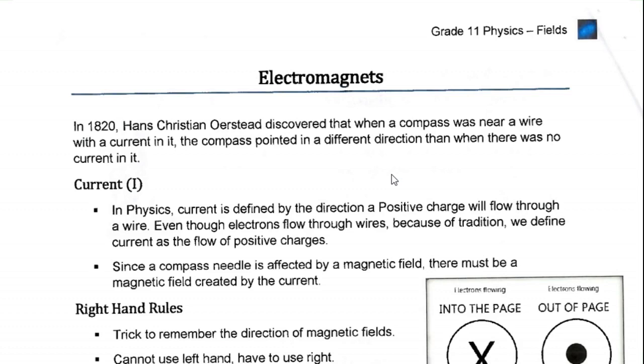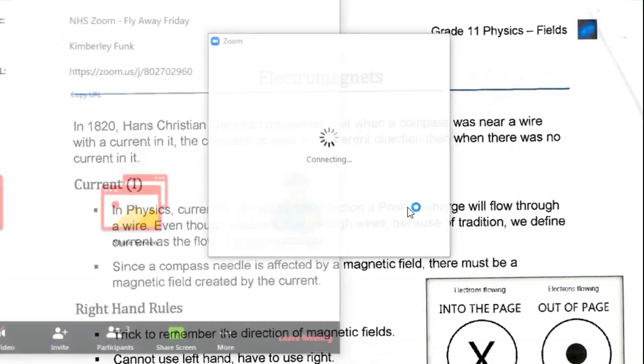Now, the thing that we need to keep in mind here, which is kind of a little bit goofy, is that in physics, because they did this a long time ago, they made a mistake, and we're just going to keep rolling with this mistake. Current is defined by the direction a positive charge will flow through a wire. Even though the electrons are the ones that are flowing through the wires, we consider what the positive charge is doing flowing through there.